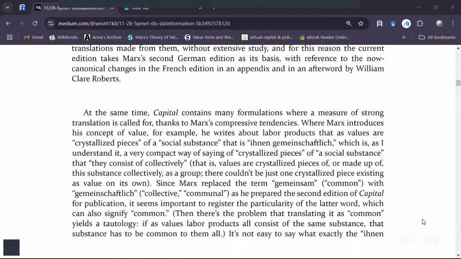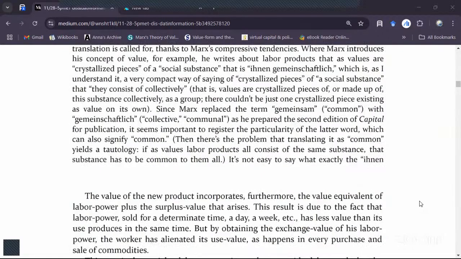Then there's the problem that translating it as common, quote unquote, yields a tautology. If, as values, labor products all consist of the same substance, that substance has yet to be common to them all. It's not easy to say what exactly the einen gemeinschaftlich means.